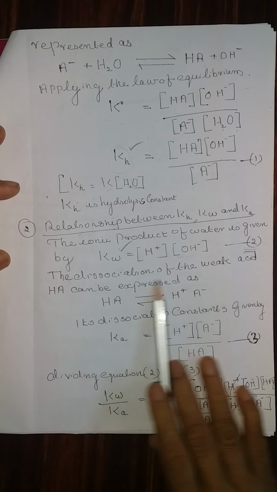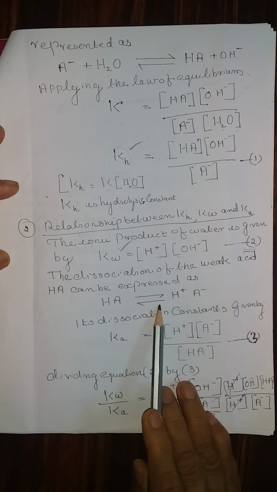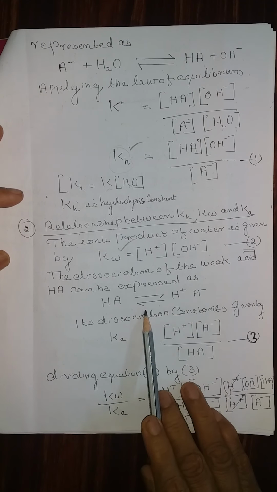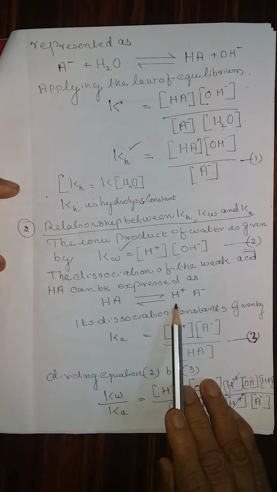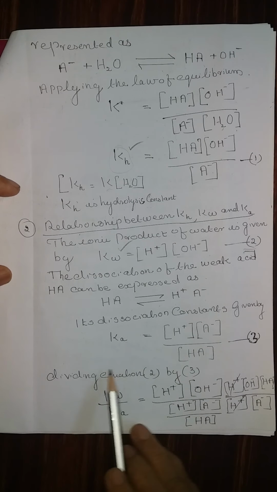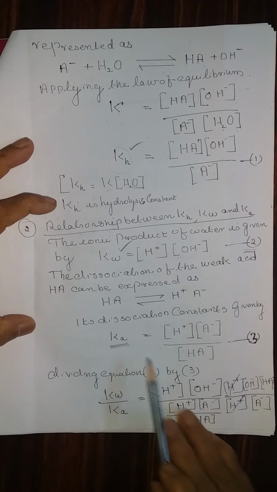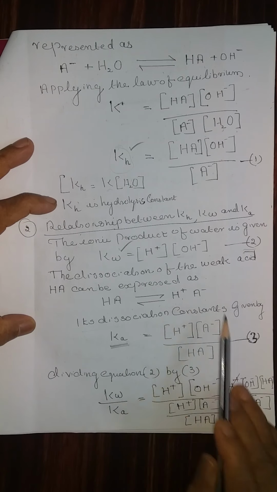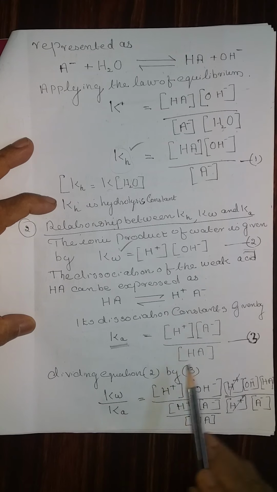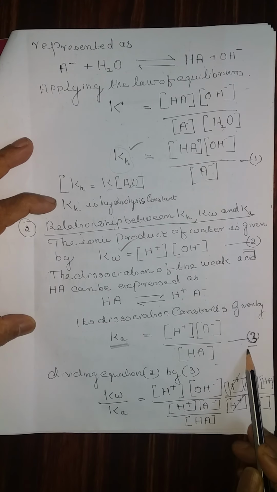Now, the dissociation of the weak acid HA can be expressed as HA reversible arrow H plus and A minus. Its dissociation constant is given by Ka. Dissociation constant of the acid is given by concentration of H plus into concentration of A minus divided by concentration of HA. Equation number 3.